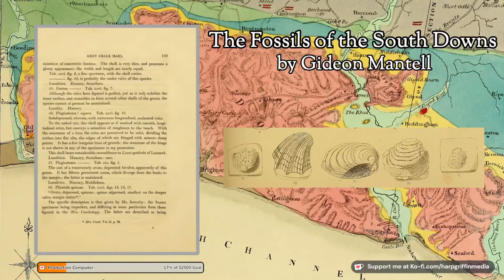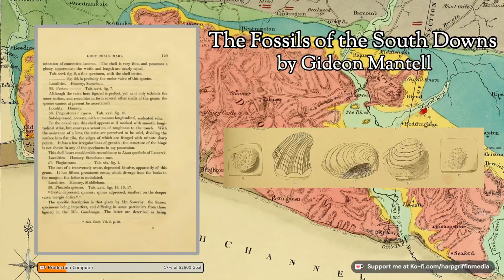58. Plicatula spinosa. Tablet 26, figures 13, 16, 17. Ovate, depressed, spinous, spines adpressed, smallest on the deeper valve, margin entire. The specific description is that given by Mr. Sowerby, the Sussex specimens being imperfect and differing in some particulars from those figured in the Mineral Conchology.